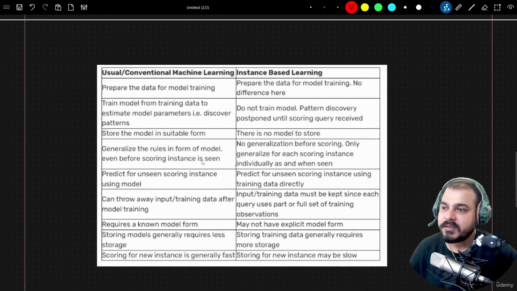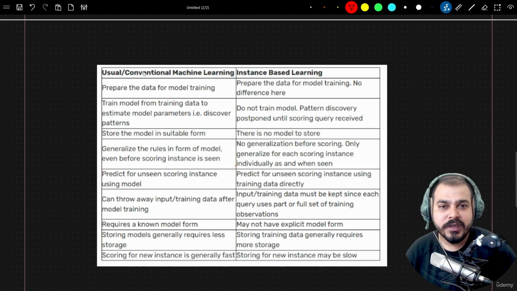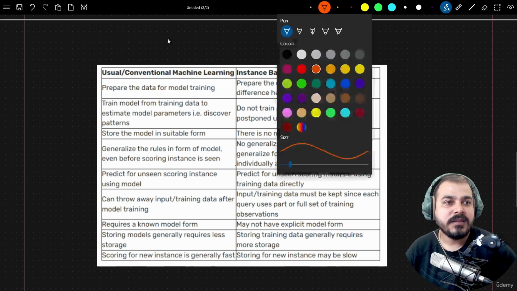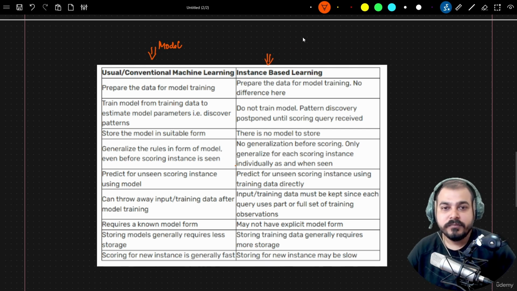Now let's go ahead and understand some of the differences. Here are some of the differences. So the usual conventional machine learning model basically means model-based learning. This is model based, this is instance based. First of all, prepare the data for model training. Obviously, you'll require the data over here also. Here also you'll be requiring it, no difference over here.